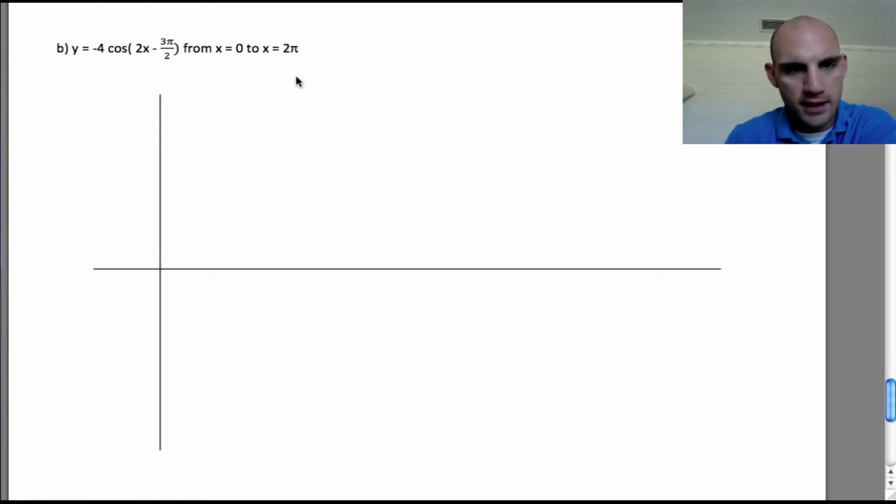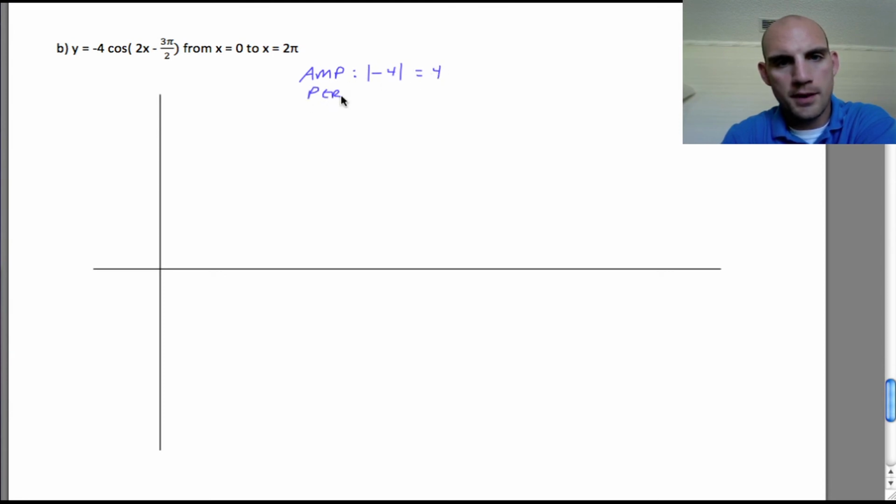Okay, so let's outline what we've got. We're looking at amplitude. Once again, we're comfortable here. We're using abbreviations, so the amplitude is going to be the absolute value of -4, which is 4. The period is going to be 2 pi over b, which is going to be 2 pi over 2. So my period is pi, that's good.